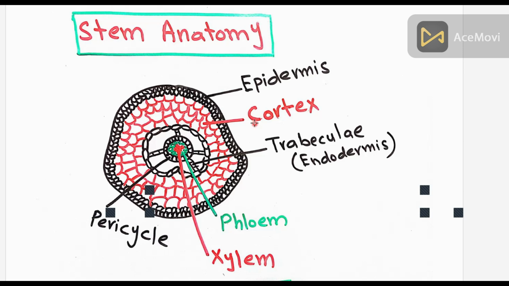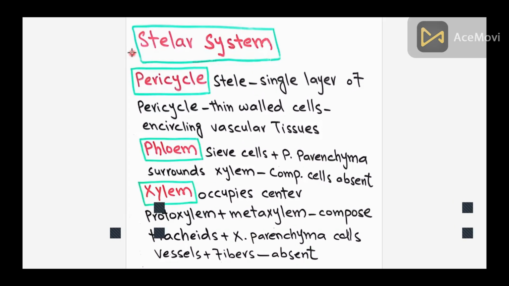The cortex and central tissue are connected by radially elongated endodermal cells called trabeculae. They contain Casparian strips, thus the trabeculae are modified endodermal cells. Next to the trabeculae, there is a single layered pericycle that surrounds the vascular tissue. The stele is protostele, xylem occupies the center while the phloem surrounds it. Stelar system of Selaginella.